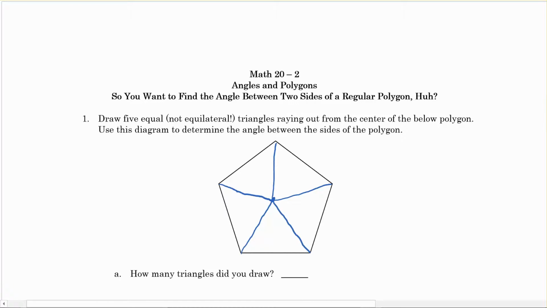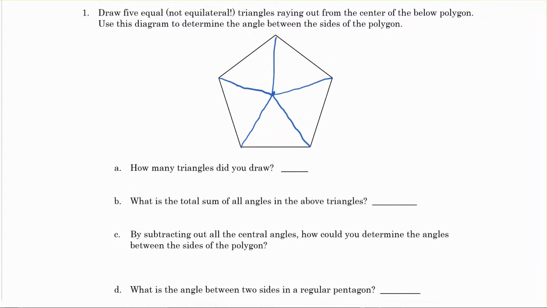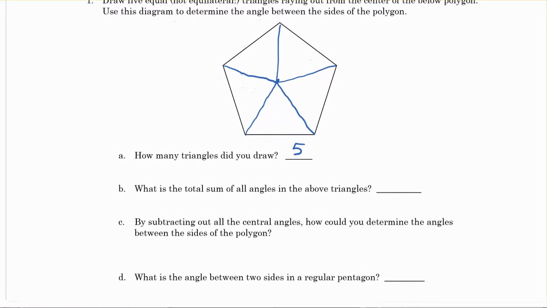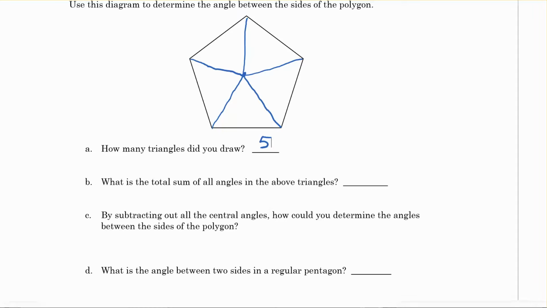So then part A says, how many triangles did you draw? Well, we drew 5. So in the pentagon, 5 sides, we drew 5 triangles. What is the total sum of all the angles in the above triangles? So if I took that angle, that one, and did that for every one of these triangles, well, for one triangle the sum of all the angles is 180 degrees. Well, we have 5 triangles, so that's just going to be 5 times 180, which is 900 degrees. So all of the angles involved here, there's 900 degrees.